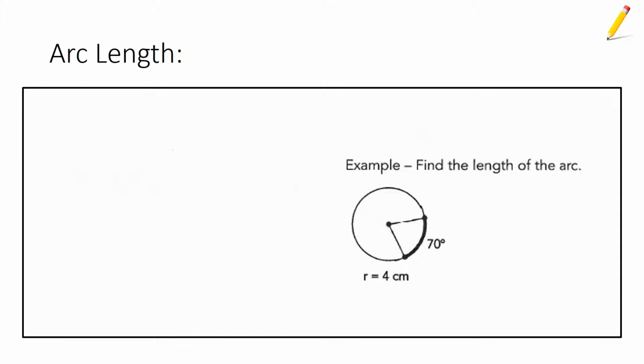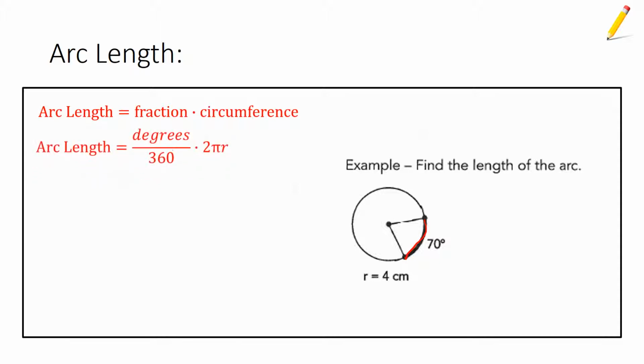So arc length is the length of a curved portion on the circle, but it's only part of the circumference. So a more generalized formula that people can think of when we're talking arc length is that arc length is equal to the fraction of the part times the circumference, or if you're looking for an actual formula like we're used to, arc length is equal to the degrees over 360, because we always have a total of 360 degrees in a circle, times the circumference, which is 2 pi r.